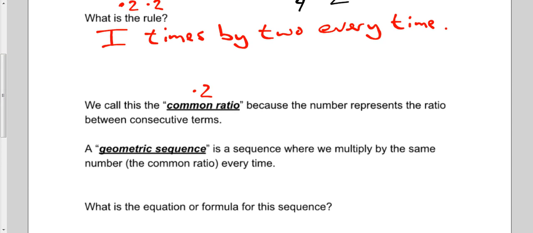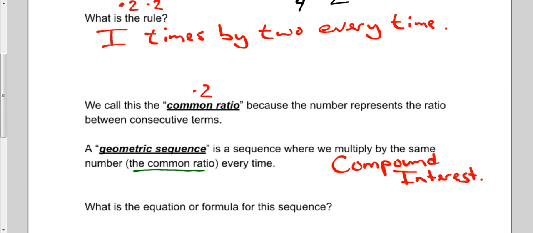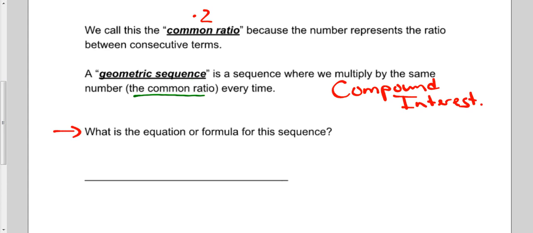Now, a geometric sequence is a sequence where we multiply by the same number, and that number is called the common ratio, every time. All right? There's another term that we use for geometric sequences at a bank. We call it, again, I want this written on your notes, we call it compound interest. Make sure that's written. And then, lastly, I want the equation for that sequence. And write that, actually not there, but down here. Write it down there.